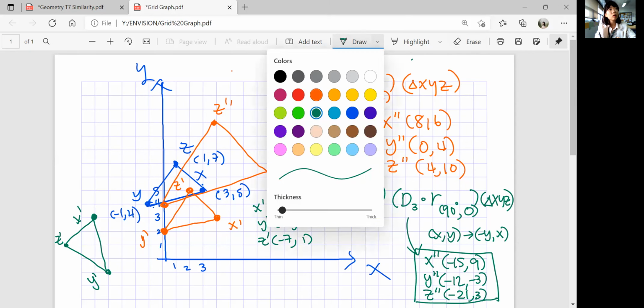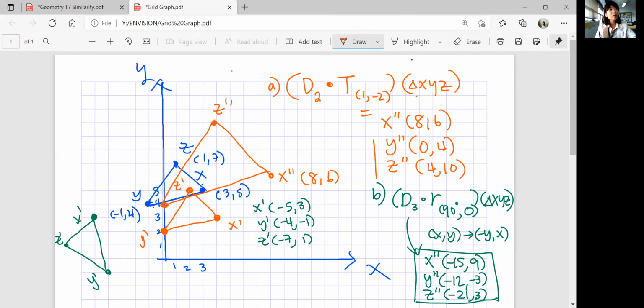Okay, so part A, it's (8, 6), (0, 4), (4, 10). Part B is (-15, 9), (-12, -3), and (-21, 3). Okay, remember how to do coordinate points for transformations.